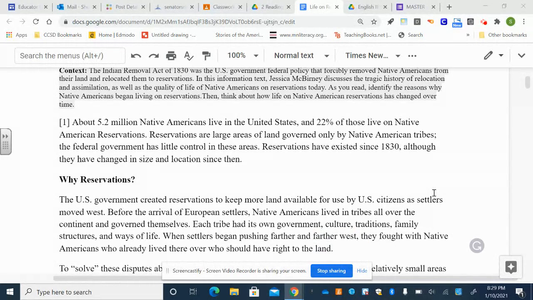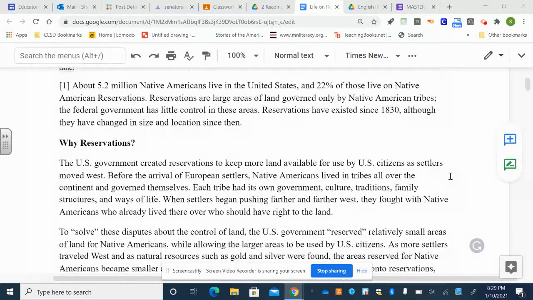About 5.2 million Native Americans live in the United States, and 22% of those live in Native American reservations. Reservations are large areas of land governed only by Native American tribes. The federal government has little control in these areas. Reservations have existed since 1830, although they have changed in size and location since then.